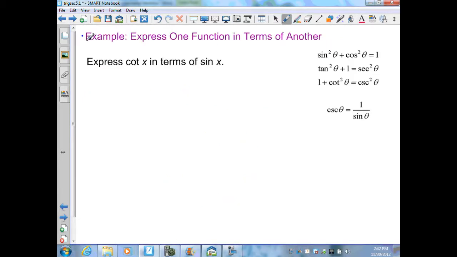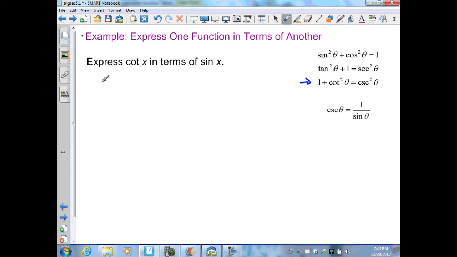In this example, I want to express one function in terms of another. Here, express cotangent x in terms of sine x. In other words, I want to write cotangent x with just sine values. I need to find an identity that relates these two. The closest one I have is our Pythagorean identity, 1 plus cotangent squared theta equals cosecant squared theta. But that doesn't get us to sine x. But if I use that in conjunction with our reciprocal function, cosecant theta equals 1 over sine theta, if I use both of those, I can achieve that.